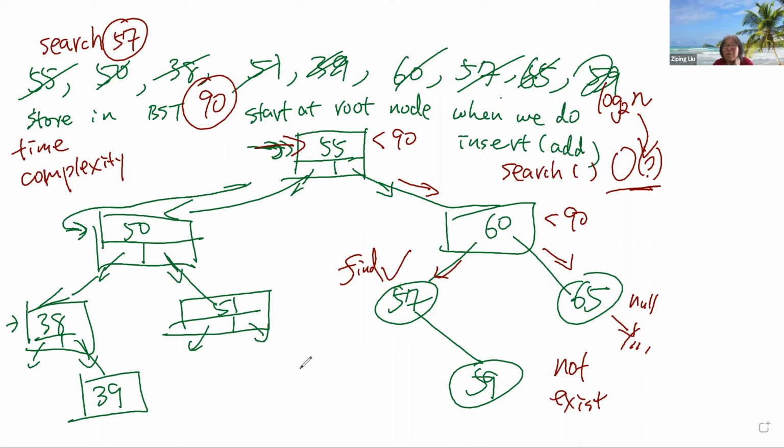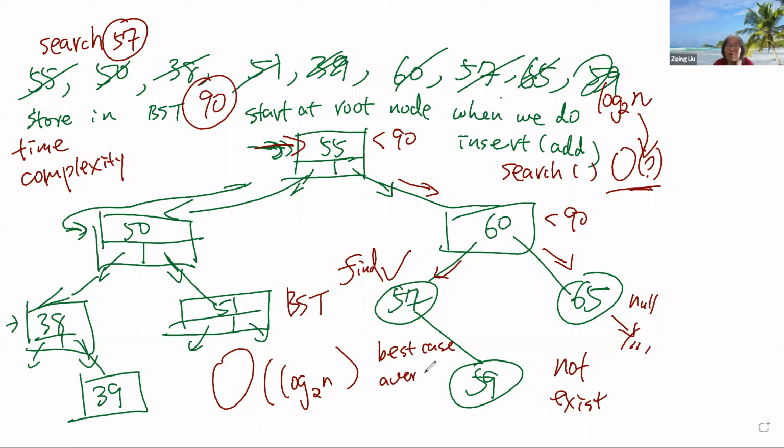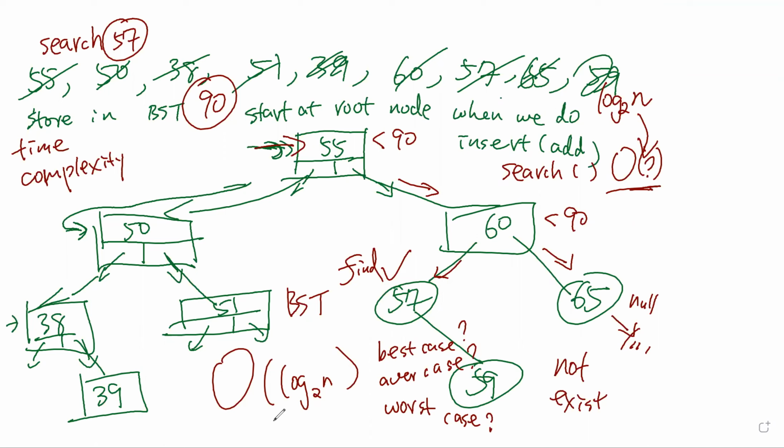So this log 2n for a binary search tree, is this going to be the best case, average case, or worst case? Anyone knows? Average case? Yes, very good. It's the average case, log 2n.